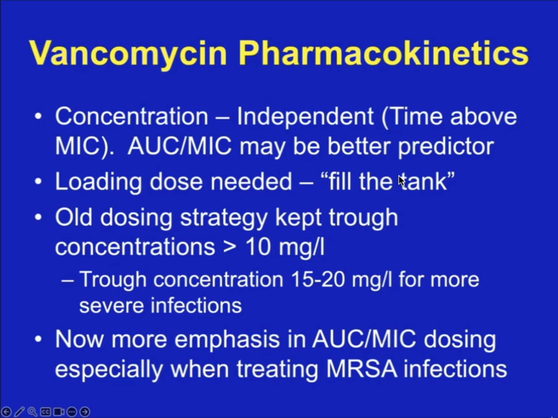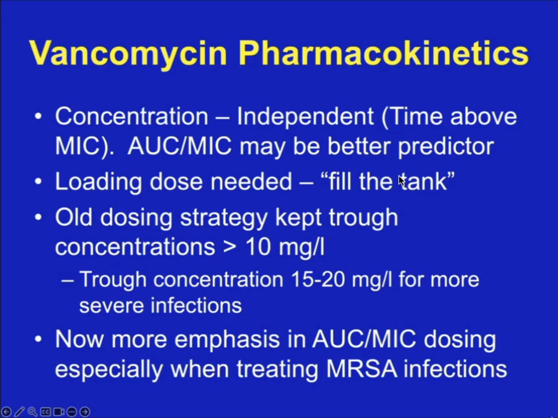We usually, I don't think in any facility we dose vancomycin anymore. At TGH, we stopped doing that about 4 or 5 years ago. We were dosing people, and I remember to load the tank, meaning you had to give a loading dose. The old strategy, which I still think is used at Moffitt, is you keep the trough concentration above 10. Theoretically, if there are sicker or worse infections, 15 to 20 is a target concentration.